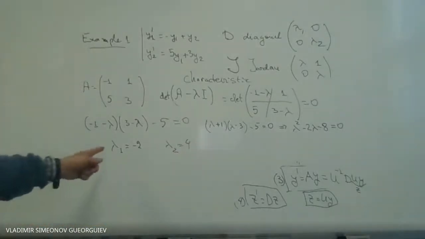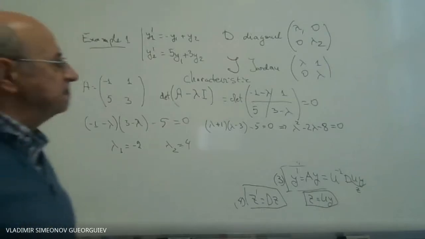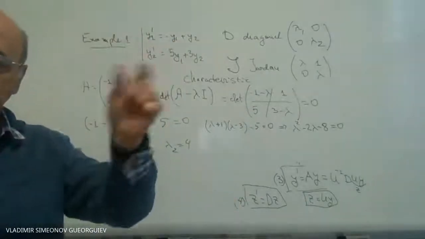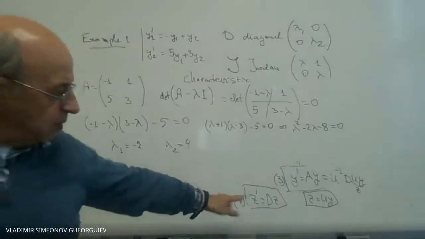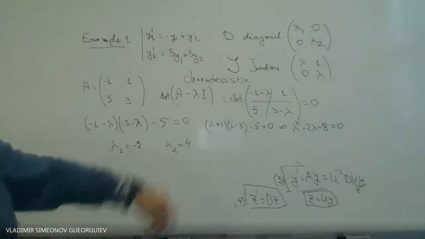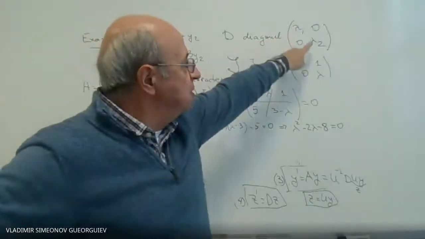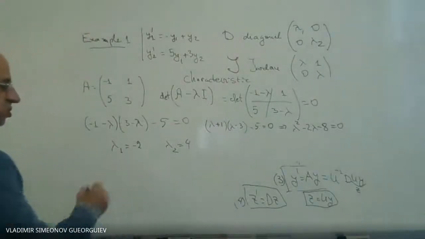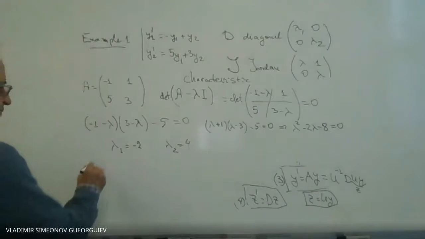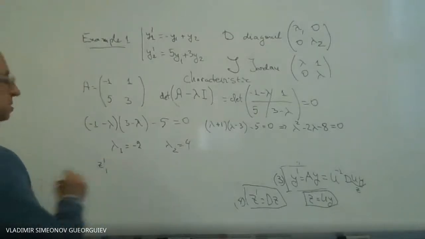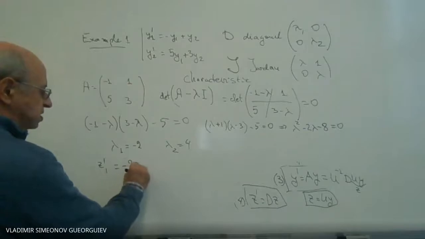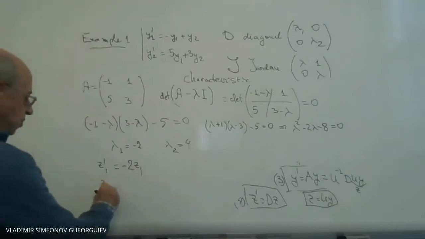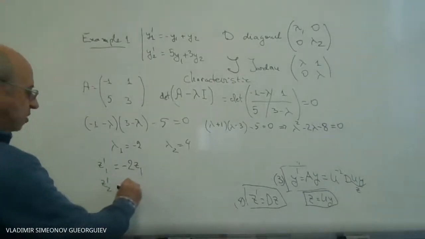Very good. So what we can say? We have two eigenvalues with opposite sign. One is positive, one is negative. Now we can find our diagonal matrix. Here is minus 2, here is 4. So let us write directly our equation for zeta. Zeta 1 prime is minus 2 zeta 1. This is due to the fact that D is diagonal, and zeta 2 prime is 4 zeta 2.